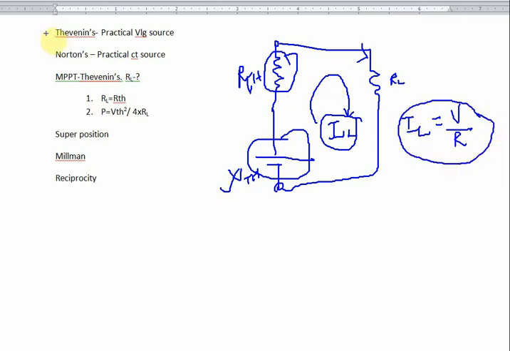Okay, this is about Thevenin's theorem. What is Thevenin's theorem? A practical source is connected across the load, and you find out the load current. It is called Thevenin's theorem.